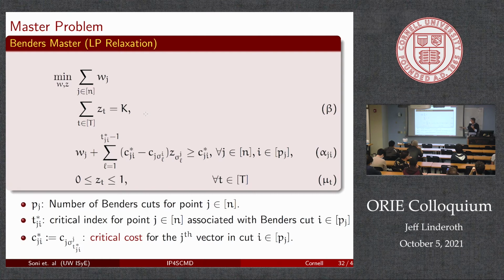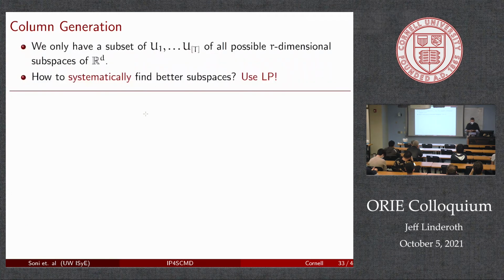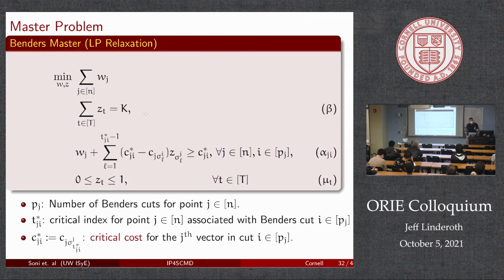So yeah, maybe I should have gone to here. This is the Benders master problem, where instead of w_j greater than or equal to phi_j of z, I just have the other inequalities in z, and it's the Benders lower bounding approximation. That's what we used to solve the linear programming relaxation. Okay, so that's one of the decompositions we need to do to solve this problem.